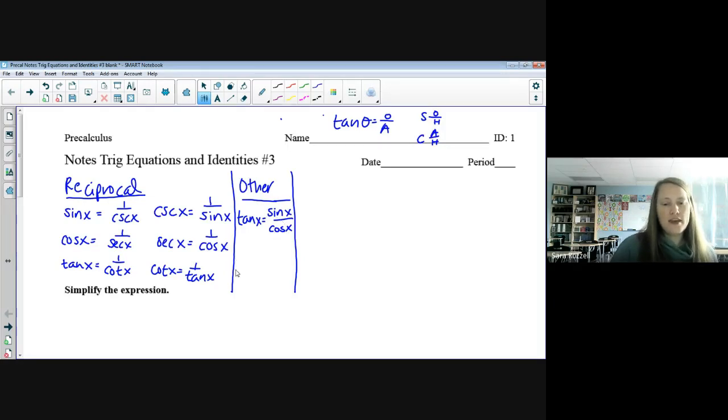And then if cotangent is the reciprocal, what do you think is going to go on top for cotangent? You can mouth it. The cosine. Cotangent is going to be cosine over sine.